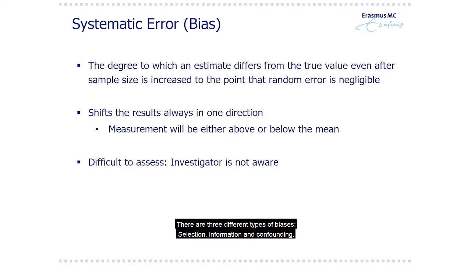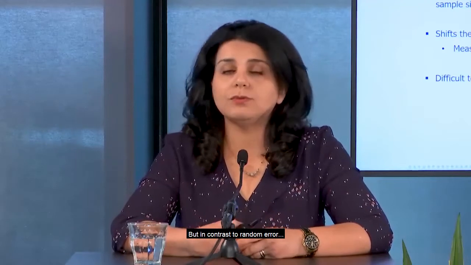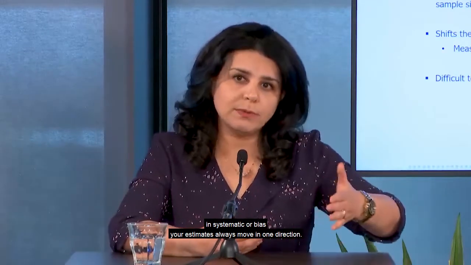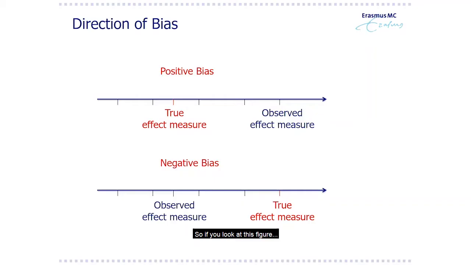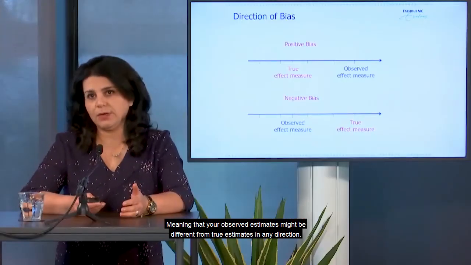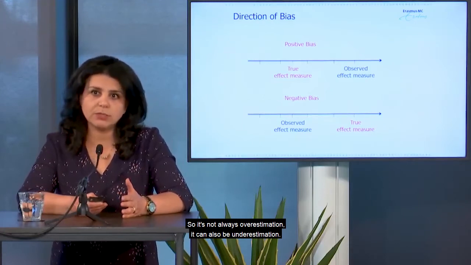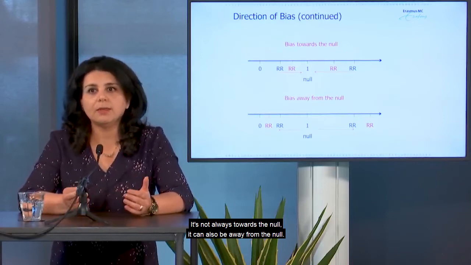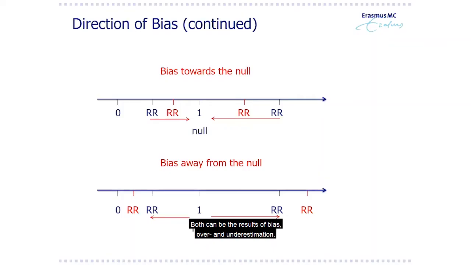There are three different types of biases: selection, information, and confounding, and I'll come back to that. What we need to know about the bias is that your estimates might differ from the true estimates, but in contrast to random error, in systematic error or bias, your estimates always move in one direction. So if you look at this figure, you might introduce positive bias or negative bias into your data, meaning that your observed estimates might be different from true estimates, but in any direction. So it's not always overestimation, it can also be underestimation. It's not always towards the null, it can also be away from the null. So both can be the results of bias, over and underestimation.